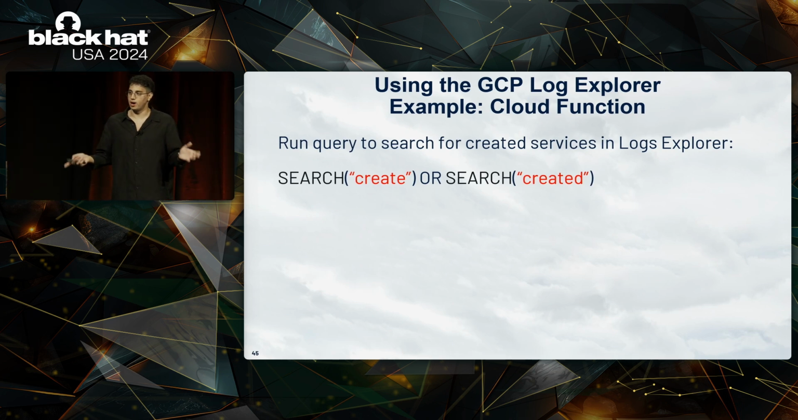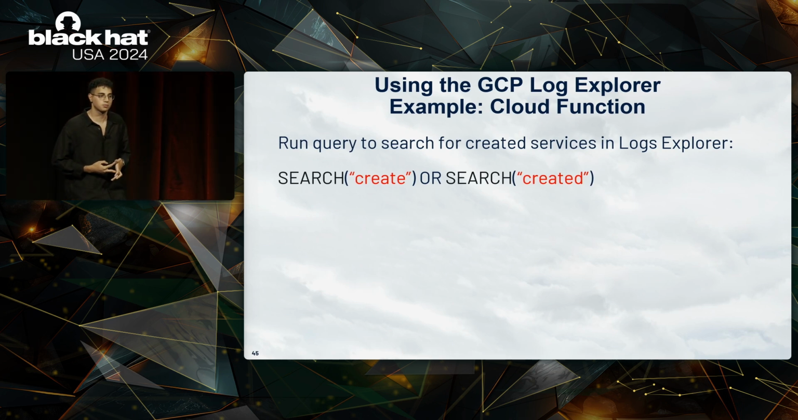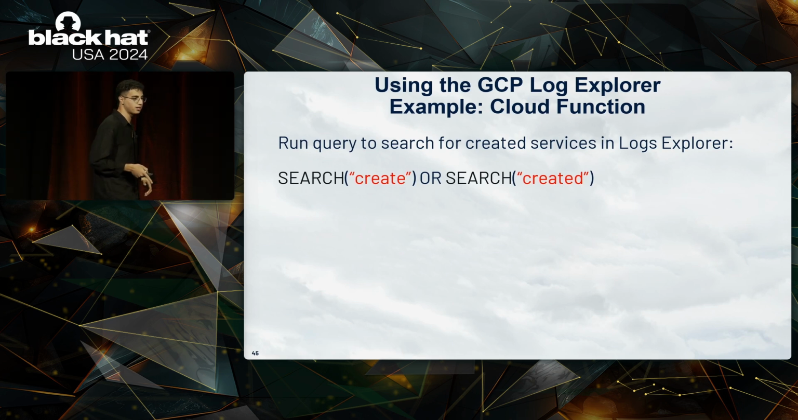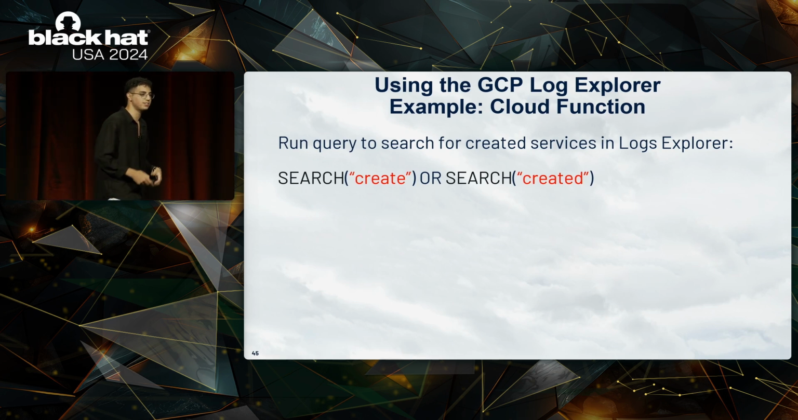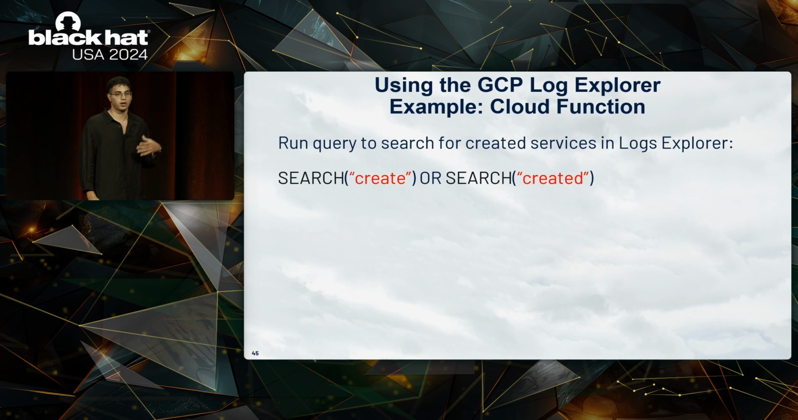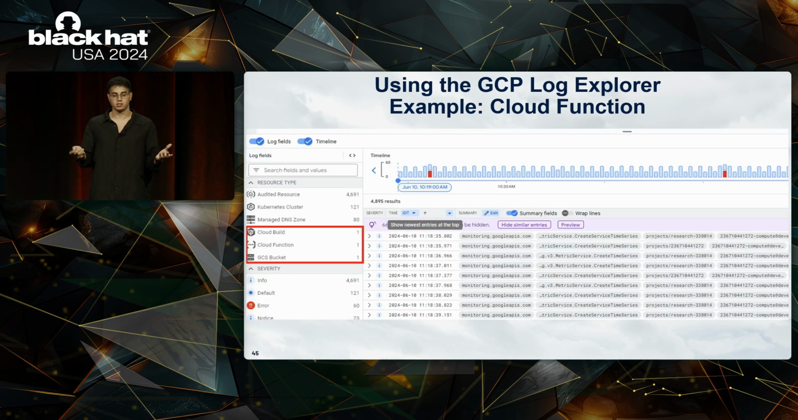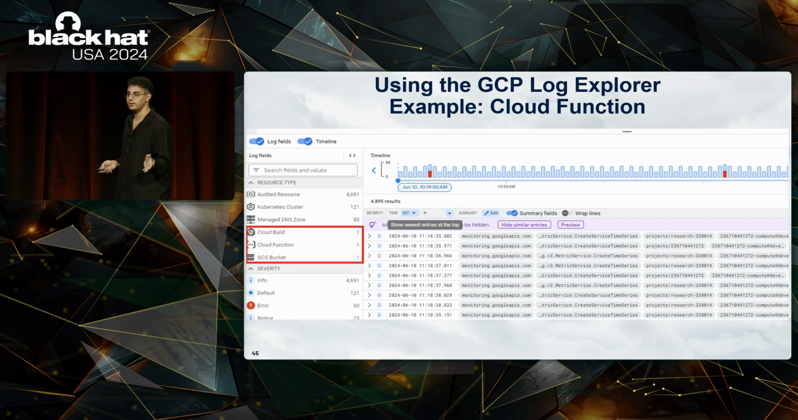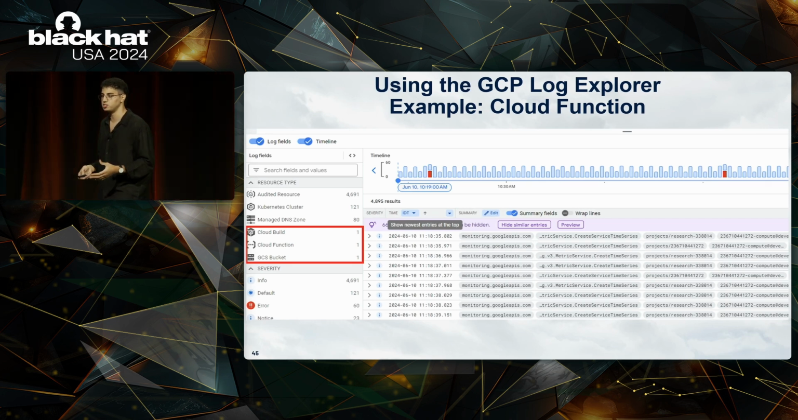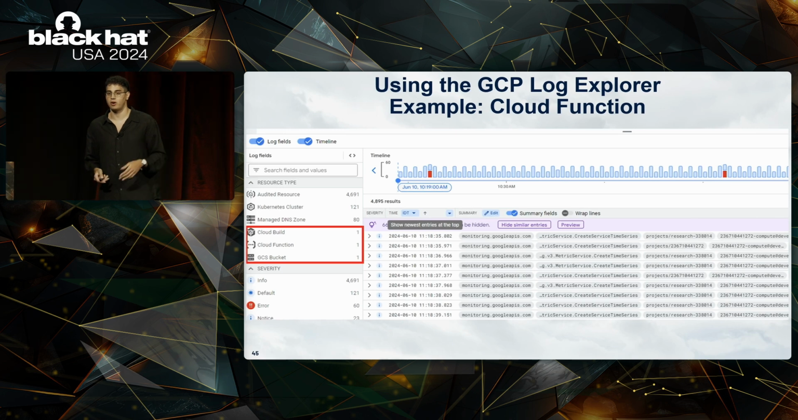As for GCP, for now, you can use this GCP log explorer example. This is the query I used in order to find the hidden services that were created after a creation of a cloud function. So I saw that a cloud build and a GCS bucket were created as a result of the cloud function creation. So this query is very, very handy.